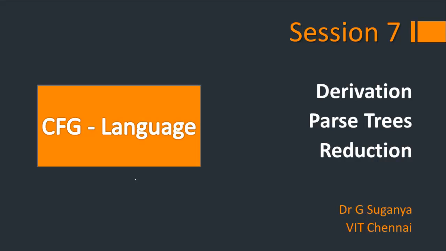In this session, we are going to learn how to check whether a given word belongs to a context-free grammar or not, using three techniques: derivation, parse tree, and then reduction. A small recap on what a context-free grammar is.